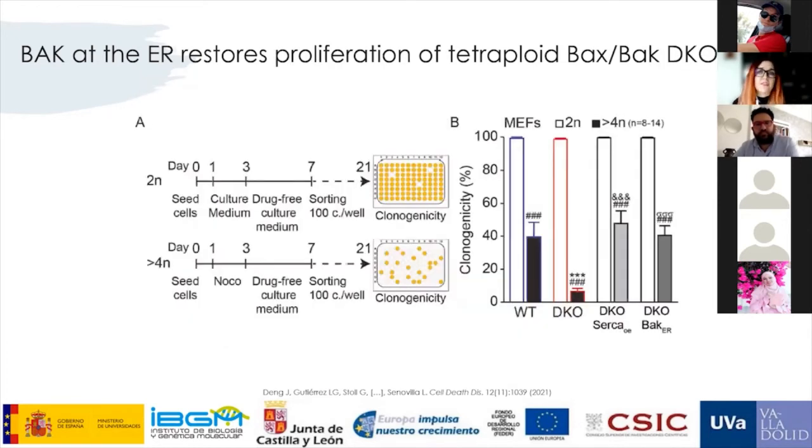And the last experiment was to confirm that once we have overexpression of SERCA at the ER or BAC in the reticulum, it also restores the clonogenicity capacity of tetraploid cells. And in fact, it was what we observed. Here we check again the 4 cell lines, and we observe that both SERCA cell line and BAC at the ER restore the clonogenicity capacity of tetraploid cells to the wild type levels.